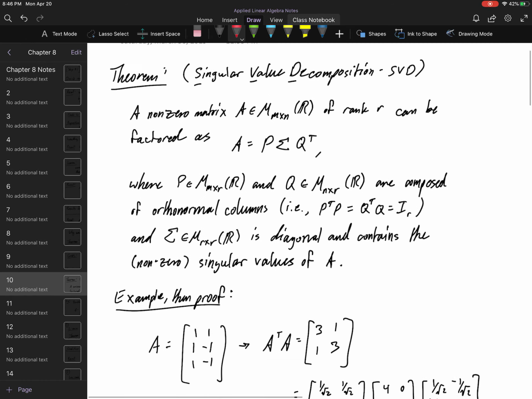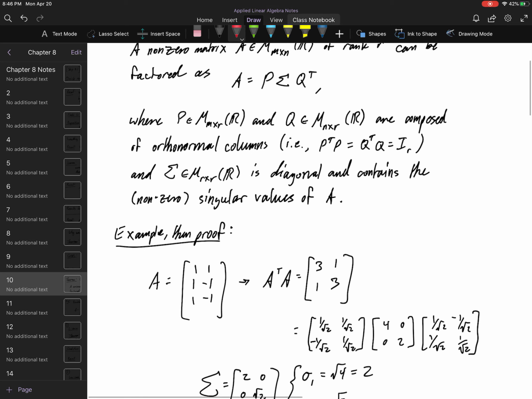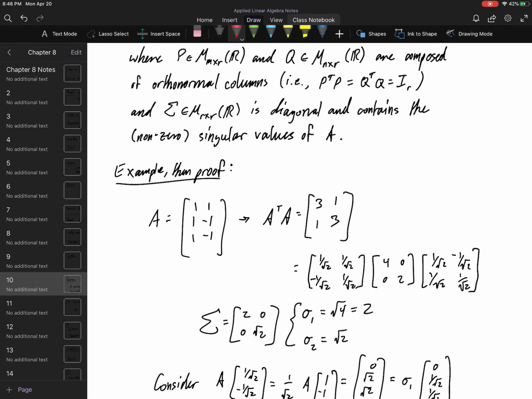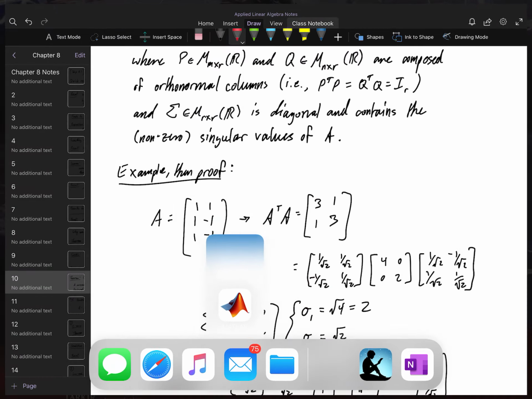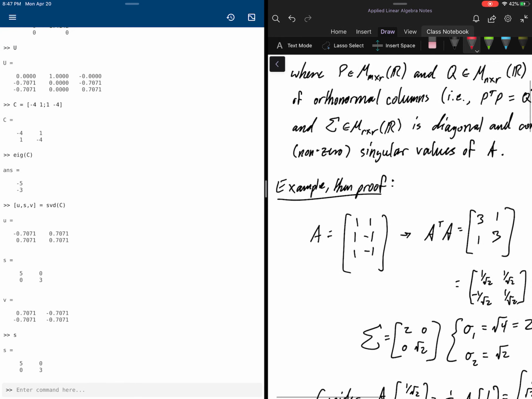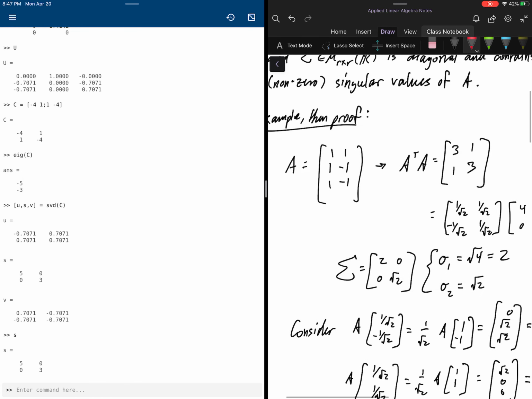So to give you an idea of why this might be the case, let's walk through an example. Right? And this was the A that I gave you just a moment ago in Matlab. We can go ahead and compute that A transpose A. You know what? I can go ahead and verify this. Let's go ahead and just keep these examples on the page.